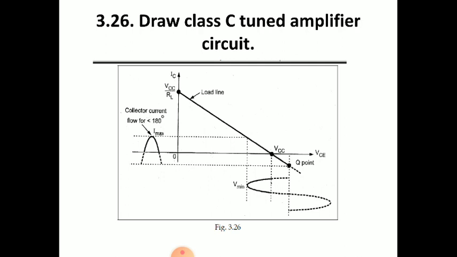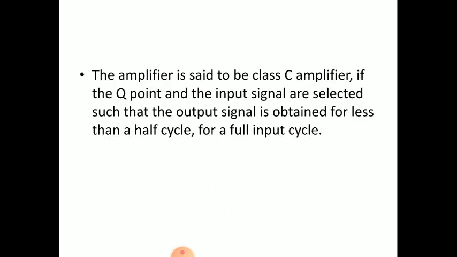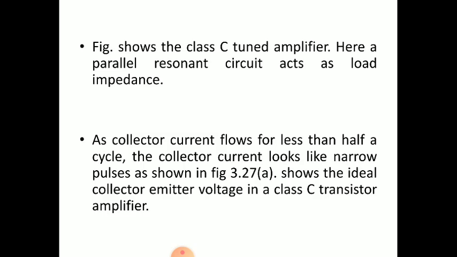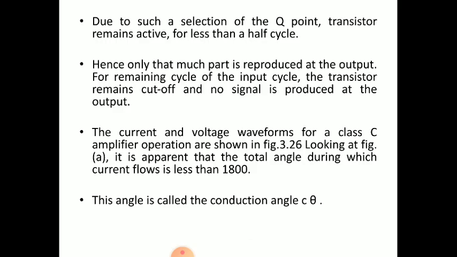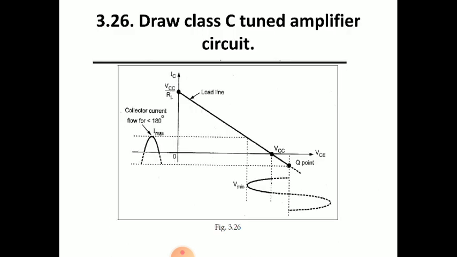Now the class C tuned amplifier circuit. In the first slide we have seen tuned amplifiers. In large signal tuned amplifiers, they can be obtained from class B and class C. Now we have to see the class C operation, in which theta, that is the conducting angle, is less than 180.